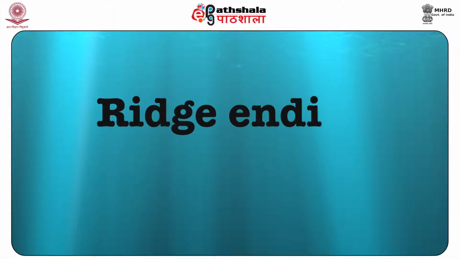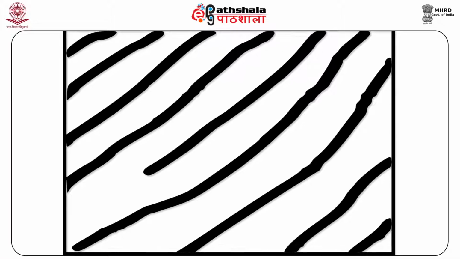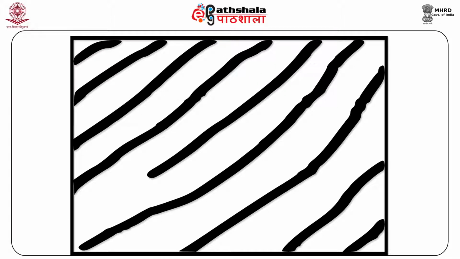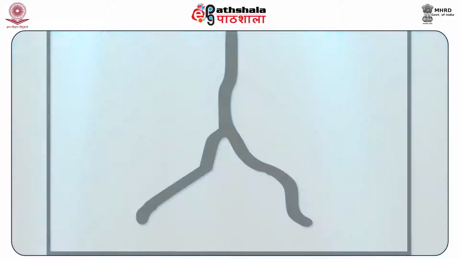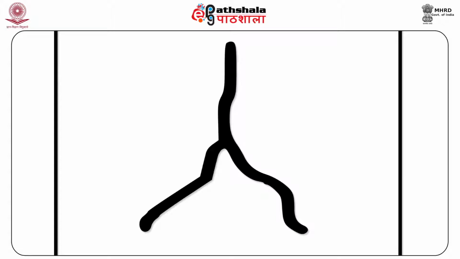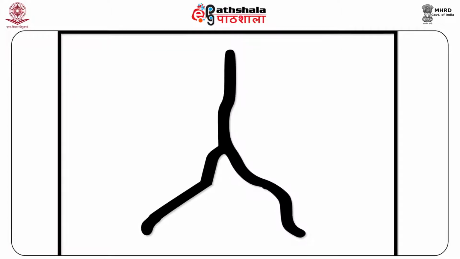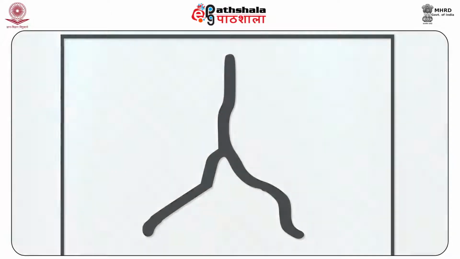Number 1. Ridge ending. This is a ridge which abruptly ends its path. They occur very abundantly in a finger impression. The second is bifurcation. It is a ridge which splits into two small ridges forming a Y shape. It is also known as diverging fork. They give an appearance of branch points between curved lines. These are also encountered very frequently in a fingerprint.